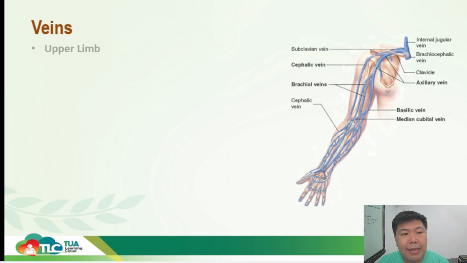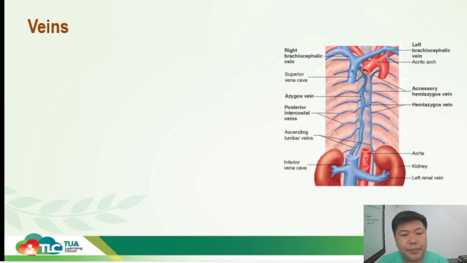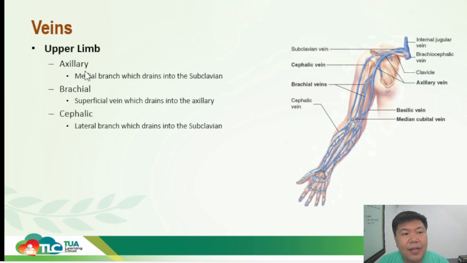For the upper extremity, somehow similar. So, we have the axillary vein, and the axillary vein brings back blood to the subclavian as well. The brachial veins will supply blood to the axillary vein, while the cephalic vein, the one in the forearm, will supply blood directly to the subclavian. So the subclavian receives blood from three areas. What are those three areas? External jugular, axillary, and cephalic.